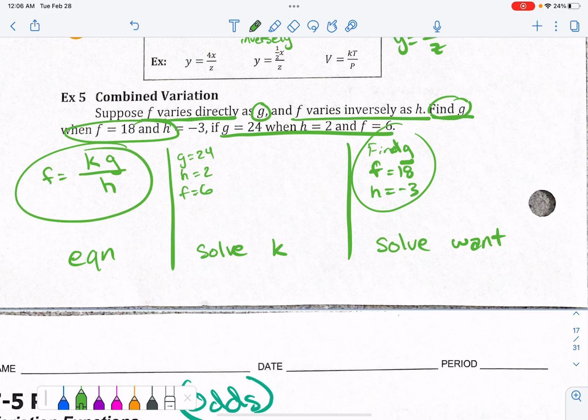We're going to use that information to solve for K. So I'm going to plug that stuff in. F is 6.